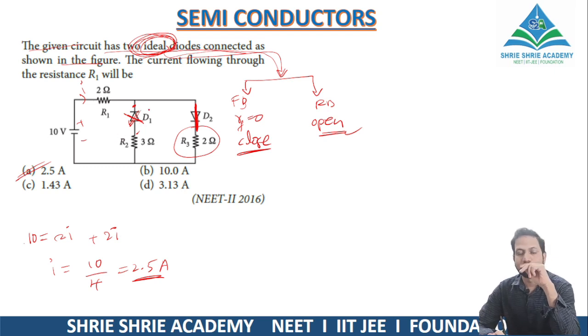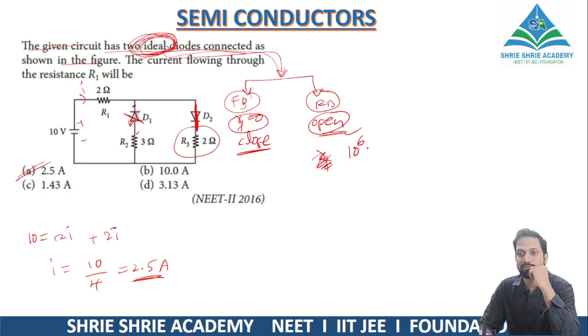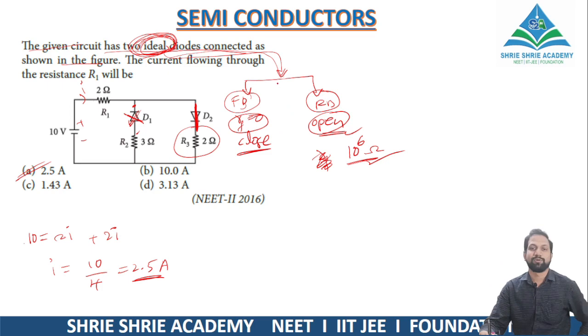So you should know both: how to decide whether it is forward bias or reverse bias, and what is the meaning of ideal diode. I told you already, ideal diode in forward bias will be a closed circuit, and it offers 0 resistance. In reverse bias, it is an open circuit, it offers infinite resistance, or we can say the resistance is going to be in the order of 10 to the power of 6 ohms. So this you have to remember.